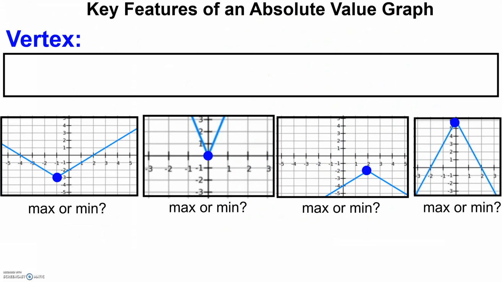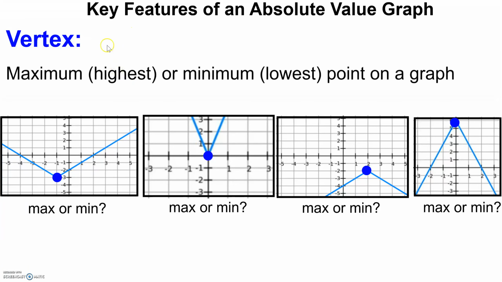So let's talk about those key features that you can see. First, we have the vertex. The vertex is the maximum, known as the highest, or minimum, known as the lowest, point on the graph. Try your best to look at these 4 graphs and determine if the vertex, which is the center point of the absolute value graph, is the highest, maximum, or lowest, minimum point on the graph. This one here, I can see that the vertex is below the rest of the graph. Below is the lowest, so it's a minimum.